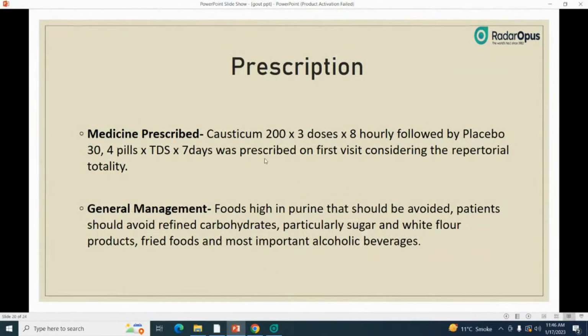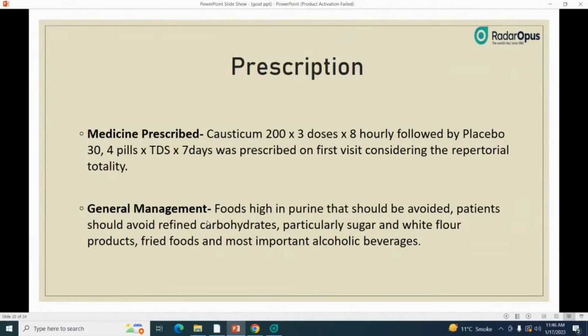The medicine I have prescribed is Causticum 200 in 3 doses, 8 hourly, followed by placebo 3-4 pills TDS for 7 days. It was prescribed on the first visit considering the repertorial totality, as we discussed in our repertorization.